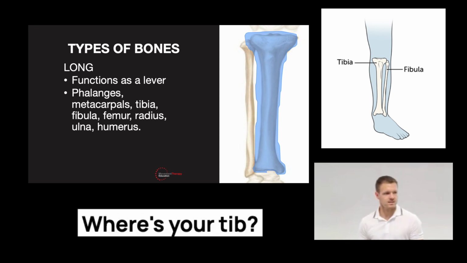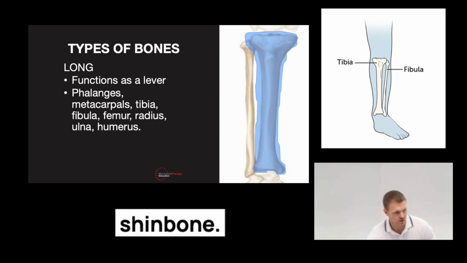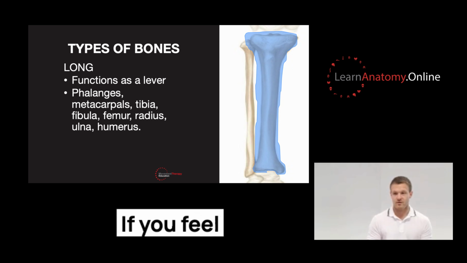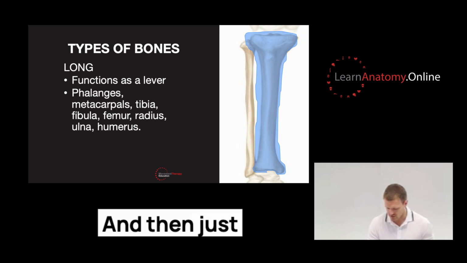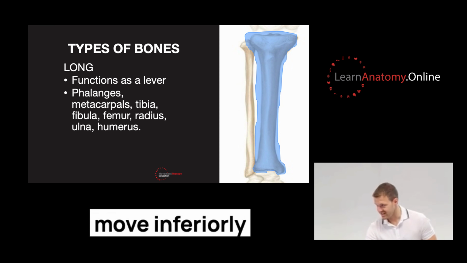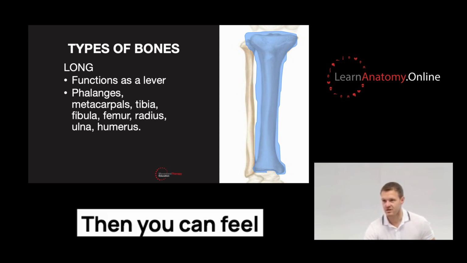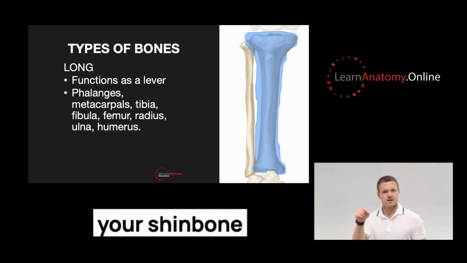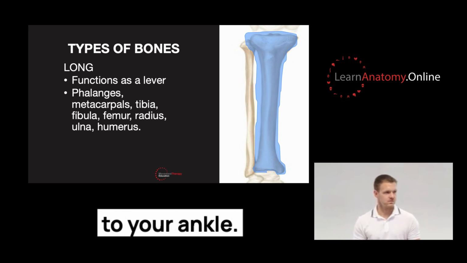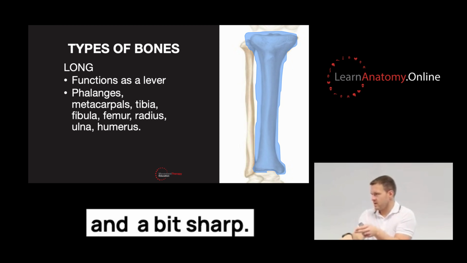Tibia, where's that? Where's your tib? Yeah, that's your shin bone. So you should be able to feel that as well. If you feel your kneecap, and then just move inferiorly and distally, then you can feel your shin bone, all the way down to your ankle. It's usually quite pointed and a bit sharp.